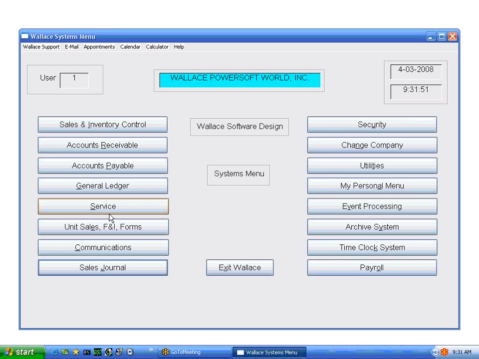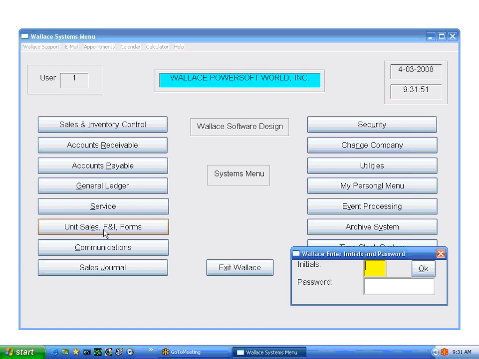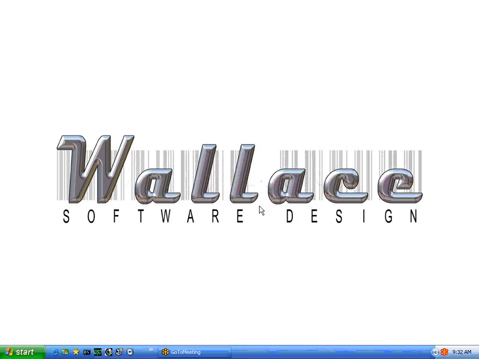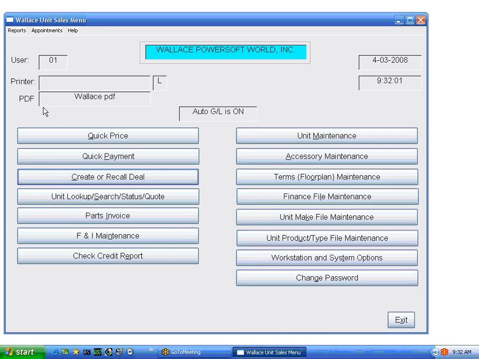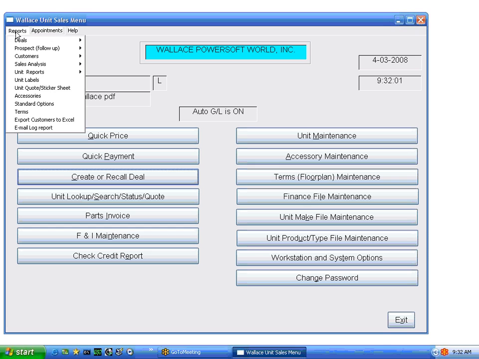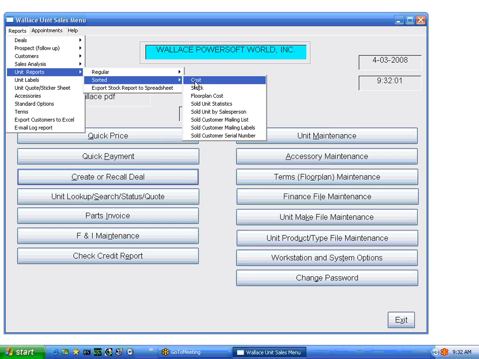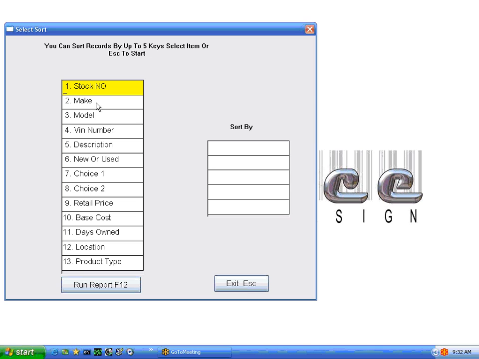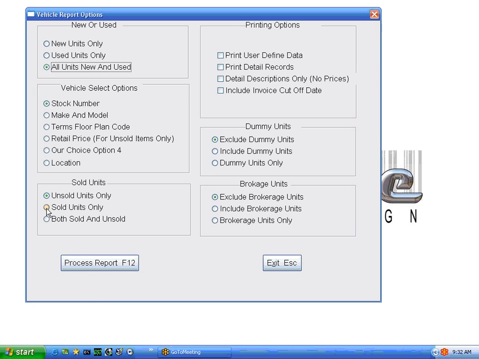Okay. Now, in the unit system, and I'm clicking unit sales. Okay. Let's take a look at some of the reports that you may want to look at in here. Reports. Before, we've gone over some of these reports already. For example, we've gone over cost report, we've gone over stock report. Let's look at sold unit statistics. Now we've sold some stuff. We want to see exactly what we sold. This is the same. You can pick exactly how you want it sorted, maybe by make, maybe by model. We're only looking at sold information.